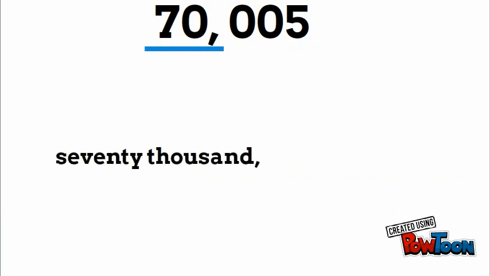Alright, let's look at one last example on how to read and write this number. So whenever you see numbers, you should always look at the commas and see what's before it. So here we have 70,000, and afterwards we only have a 5, so we're going to say 70,005.